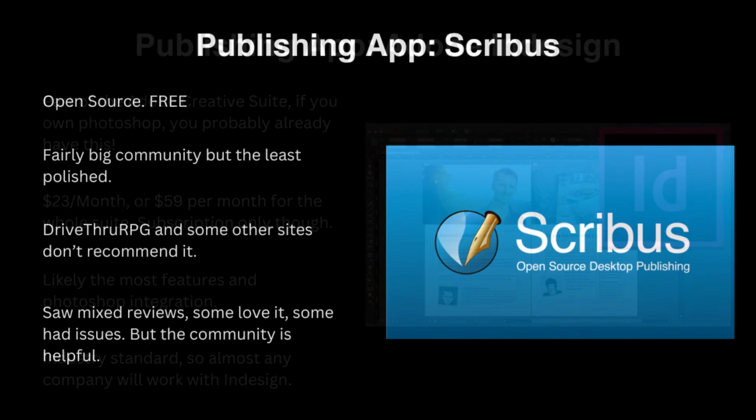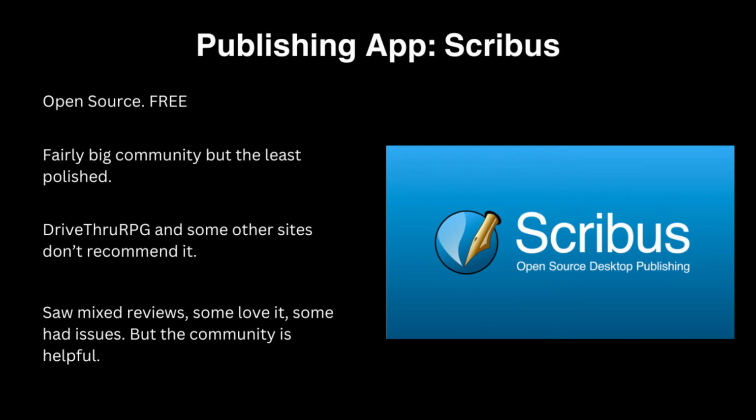The final option here is Scribus. It's an open source program, which means it's totally free, and it has a pretty big community out there. But that also means it's the least polished. So I originally started with Scribus and found the UI to be pretty rough for a total beginner. Like, I thought Publisher was a lot easier to jump into personally, but someone might totally disagree with me on that. That's just my personal experience.